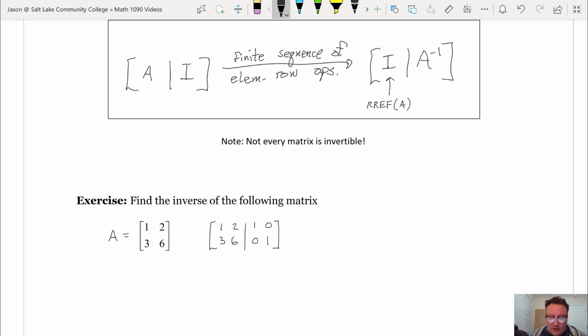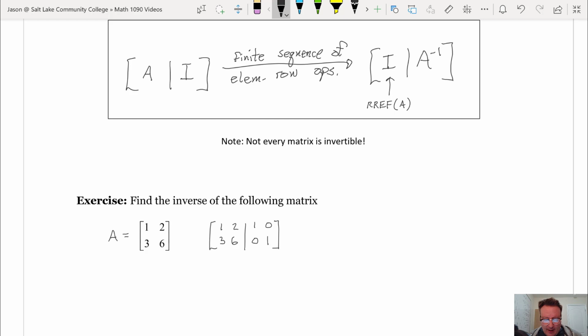Now I want to do a sequence of elementary row operations. Remember, the 3 elementary row operations are what? We can interchange or swap any 2 rows. We can multiply any row by a non-zero constant. And third, we can add a multiple of any row to another row.